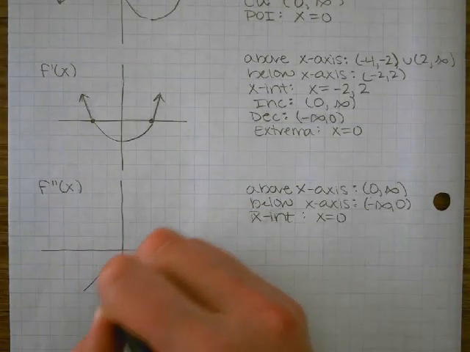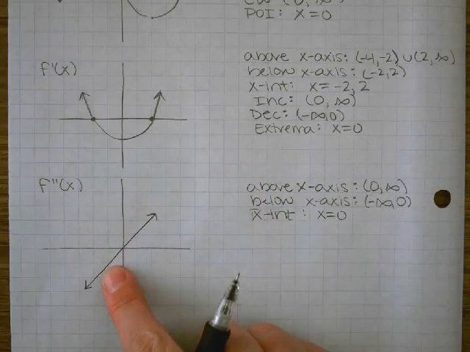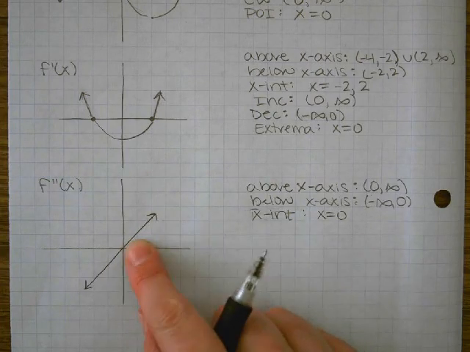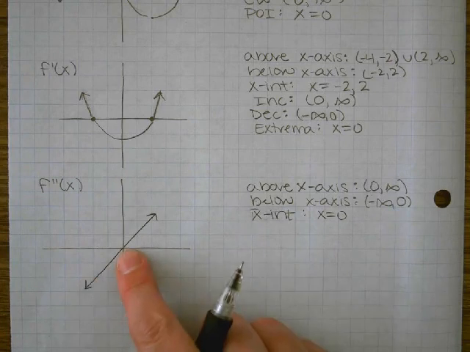So the second derivative would look like this. From 0 to infinity, we are above the x-axis. From negative infinity to 0, we are below the x-axis. We have an x-intercept of 0.